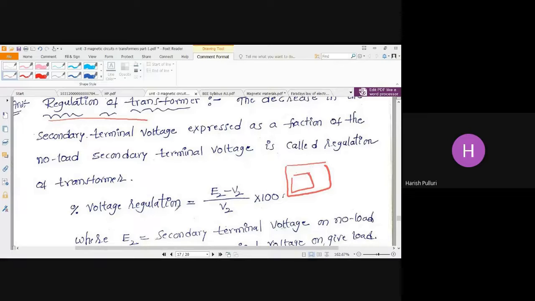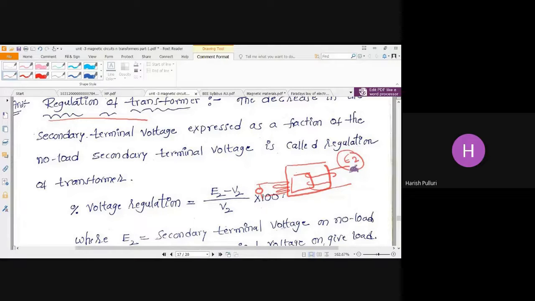See, this is a transformer I am taking, and this is the primary winding and this is the secondary. On the primary I am connecting the supply. In the secondary side, initially I didn't connect any load, but on the primary side I have given the supply. So what happens here? A voltage is produced on the secondary side, which we call E2.